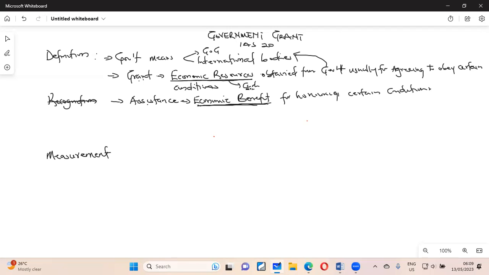So if the government gives you something like a tax rebate for going to set up a business at some place, it's an economic benefit. It's not the resource. So I always tell students to understand the assistance to be a level playground.